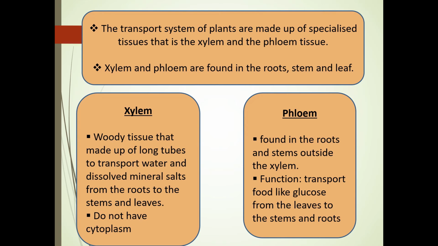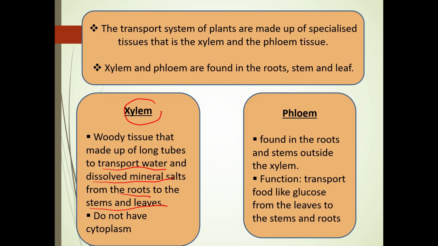What is actually a xylem? A xylem is a woody tissue made up of long tubes to transport water. So you have to remember, xylem is to transport water and also dissolved mineral salts from the roots to the stem and leaf. So how does it transport from the roots to the stem and also to the leaf? It's actually by the process of transpiration, right?